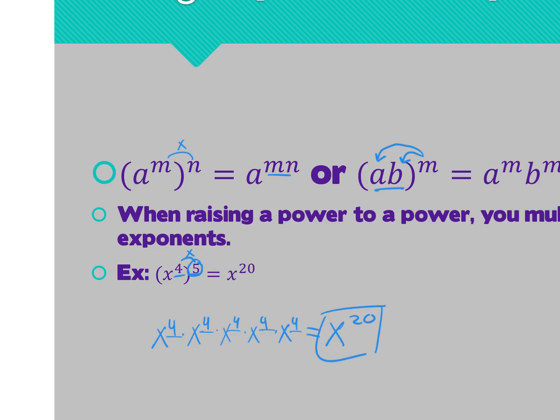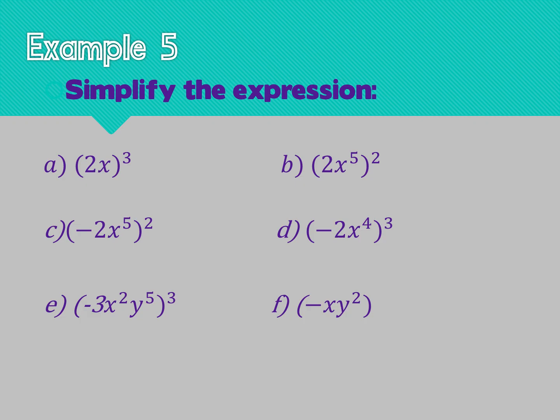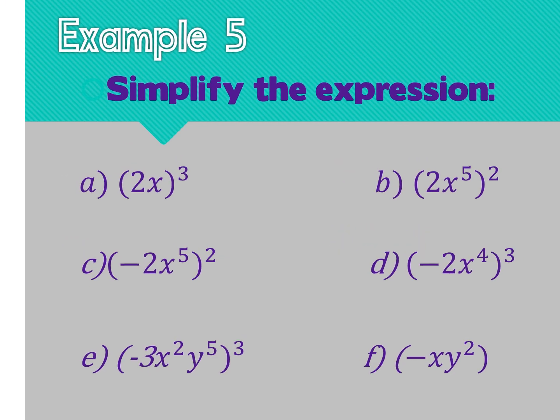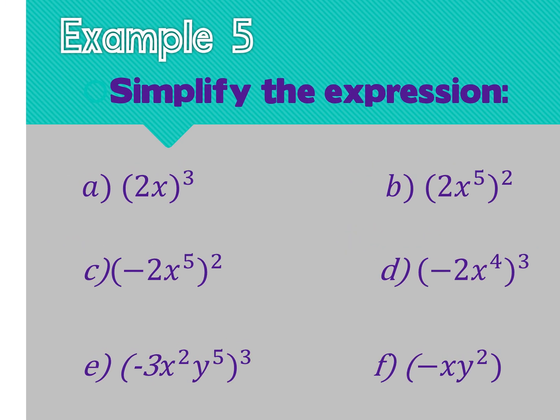All right. Now, doing some examples. So in example A, I have 2 factors on the inside of my parentheses, and they're both being raised to the 3rd power. That means I can distribute that exponent to each of my factors. So this is going to be 2 to the 3rd, x to the 3rd, and 2 to the 3rd is just 2 times 2 times 2, so 8x to the 3rd.